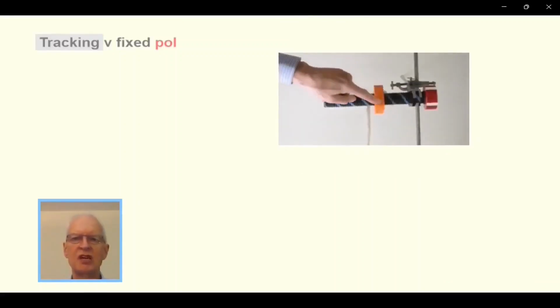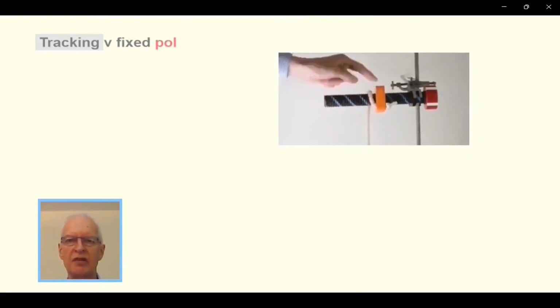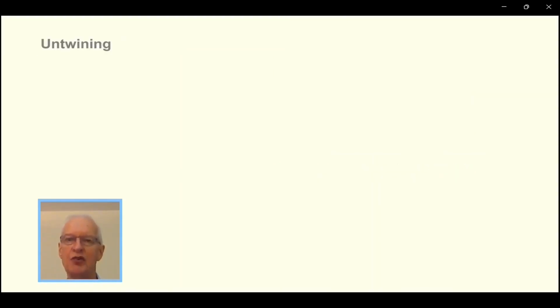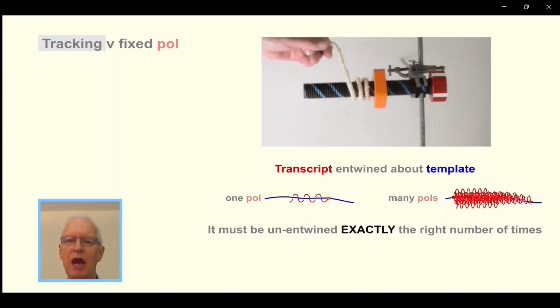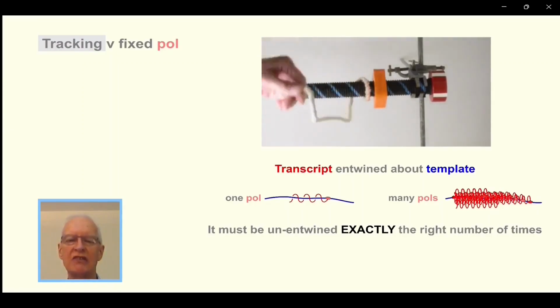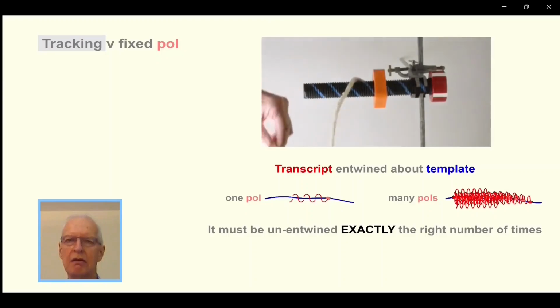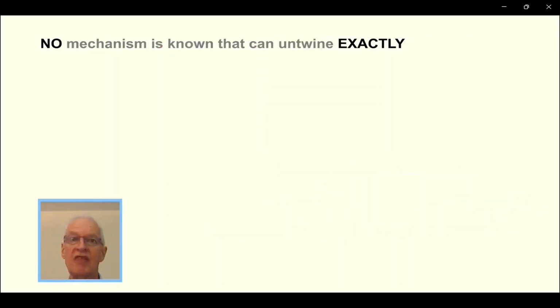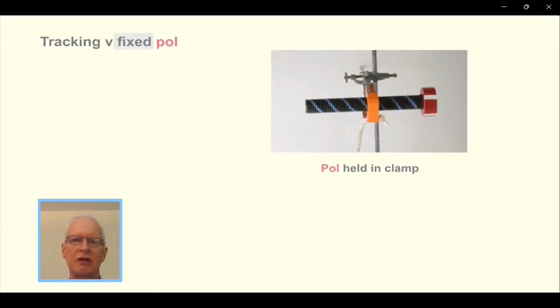So watch. You can see that my polymerase is tracking along the helical template. And as it does so, the transcript is being entwined. So it has to be untwined. And you have to do it exactly the right number of times, because if you do it once too many, you still end up with an entangled transcript. But there's no known mechanism to do this.